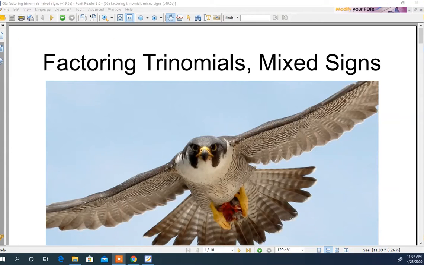Hey, this is Mr. Barre, and today we're going to factor some trinomials, but this time we're going to do it with mixed signs. So last time we did all positives, and then we also did all negatives. This time we're going to be mixing up the signs with positives and negatives.